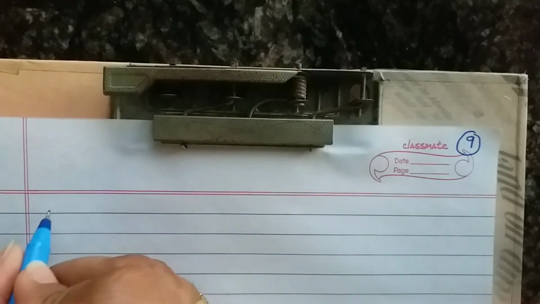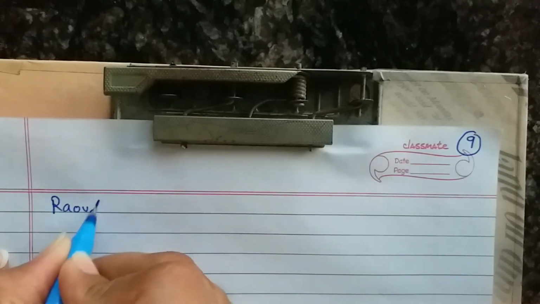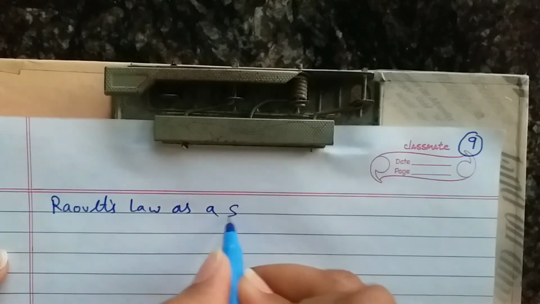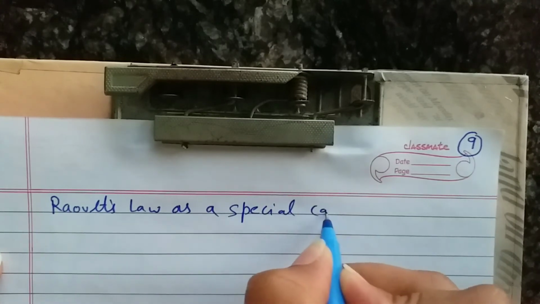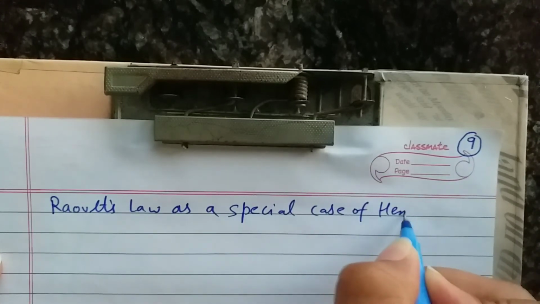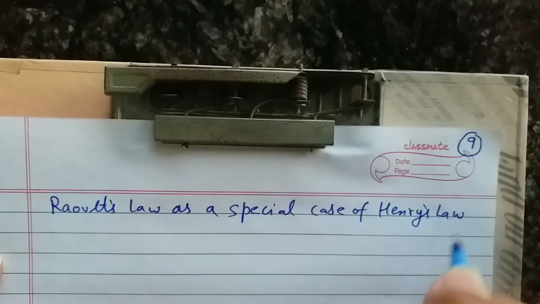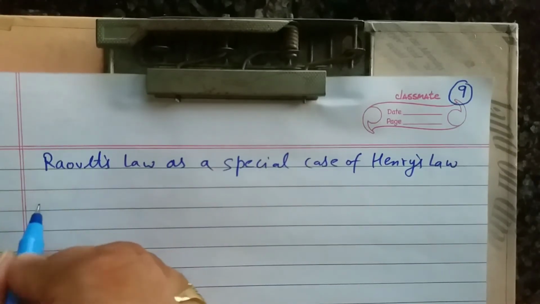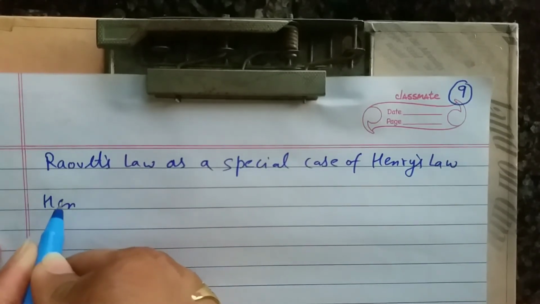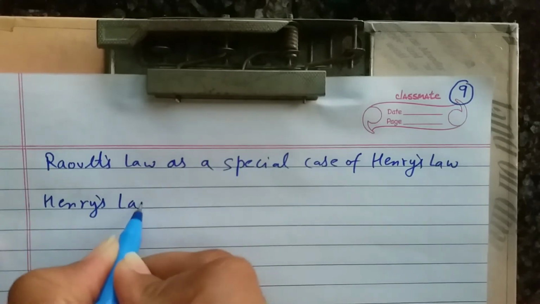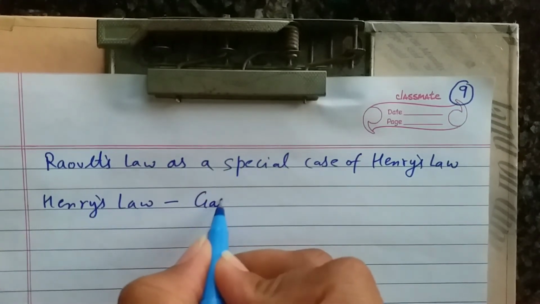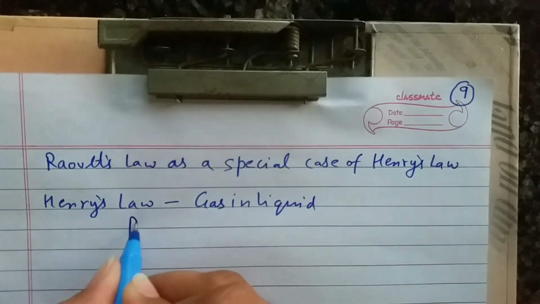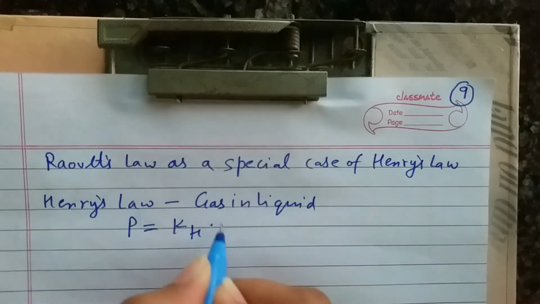Now we will see how Raoult's law is a special case of Henry's law. Raoult's law is actually a special case of Henry's law. Alright, so we have already talked about Henry's law, and if you remember, Henry's law was for a system of a gas dissolved in a liquid, and as per Henry's law, P is equal to KH into chi.